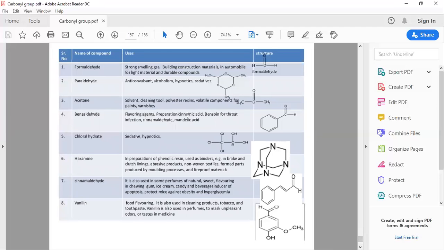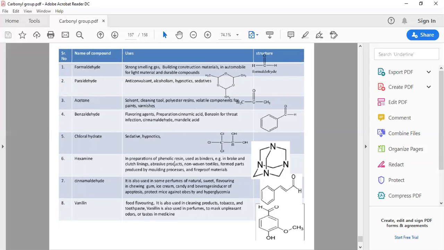The last part mentioned in the syllabus is the different uses and the structure of the different compounds. For example, here it is mentioned formaldehyde. What is the use of formaldehyde? It is used as a strong smelling gas. It is used in building construction materials, in automobiles, for light materials and durable compounds. Another is acetone, which is used as a cleaning solvent. It is used for the preparation of polyester resins, then volatile components for paints, varnishes, etc. So these are the different uses mentioned over here.